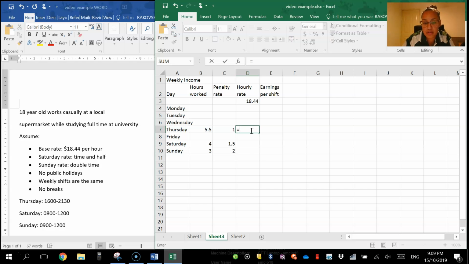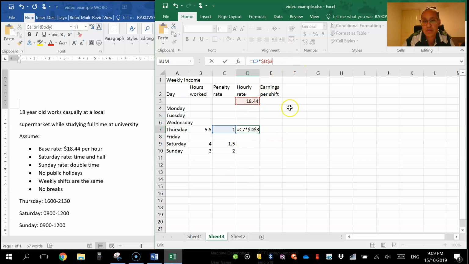So the first thing I'm going to do is go B7 times, oh no, C7. My apologies, because we're taking the penalty rate and multiplying it by D3, which is that one there. Now I'm going to come back to this and put a little dollar sign in front of each one of those parts, and what that tells Excel is don't change that, that is static.